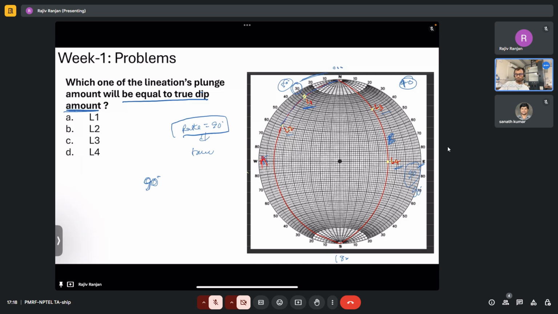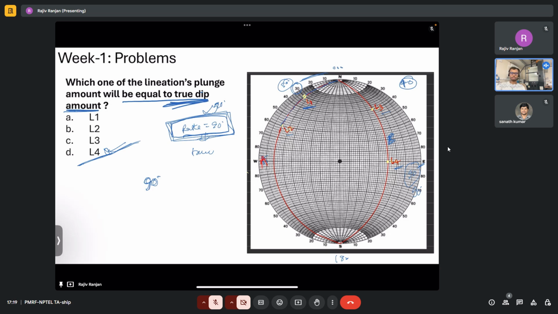Okay. From what I have explained, it's very clear that L4 is the correct option. Why? Because it has a rake of 90 degrees. It has a bearing of 90 degrees. So it's important, the rake. It has a 90-degree rake, so that means it is representing the true dip. Okay. Let's move to the next question.